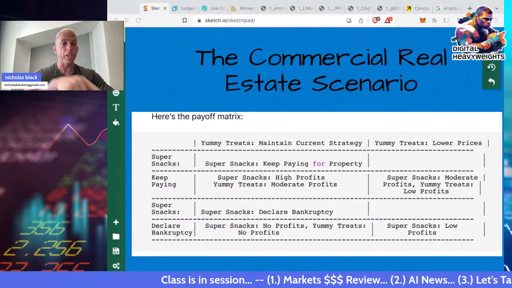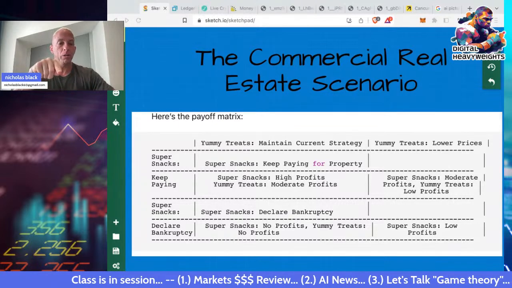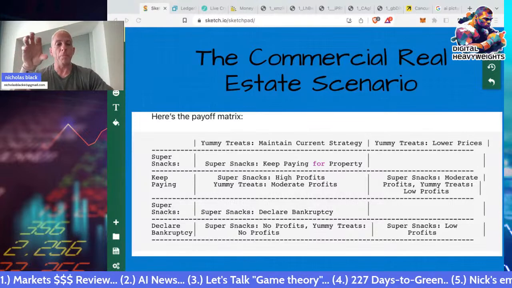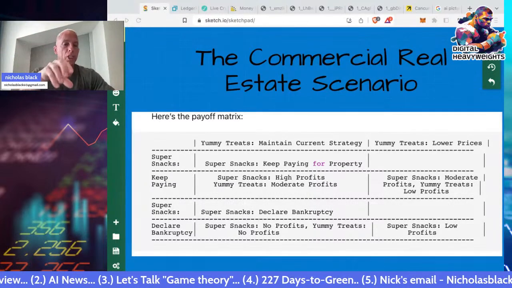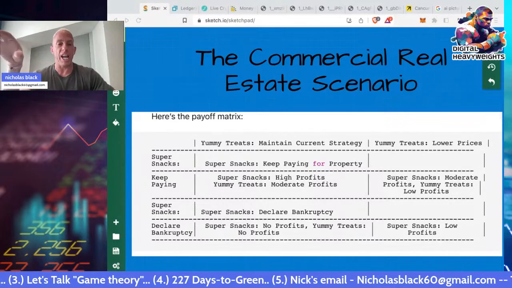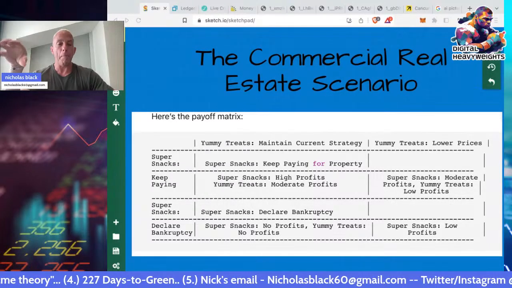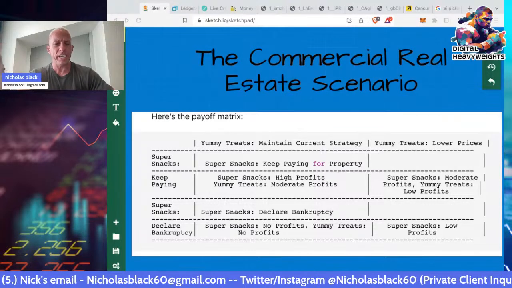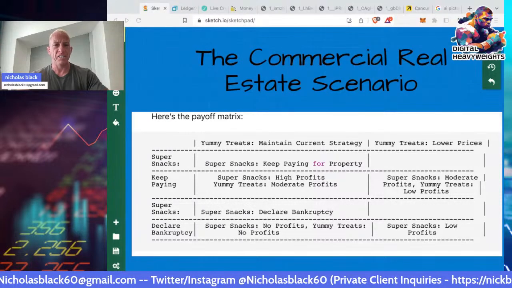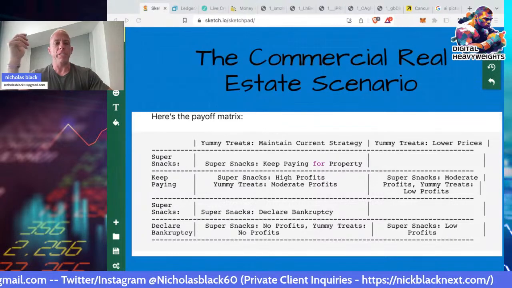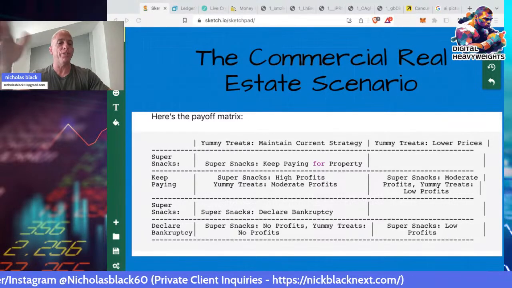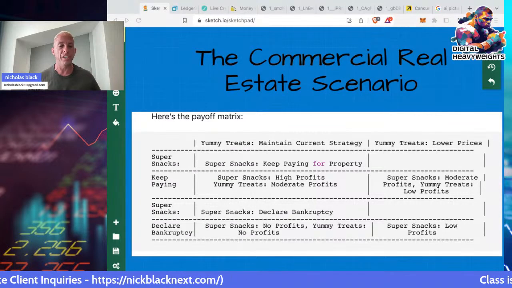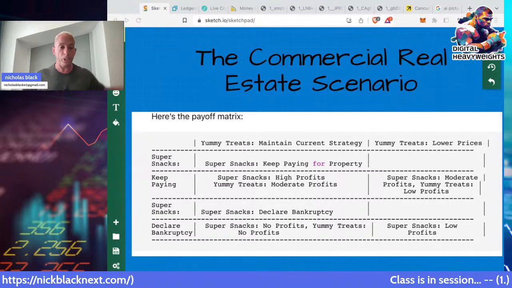On the other hand, if Super Snacks, I prefer Super Snacks, I think they're more delicious, decides to declare bankruptcy and close the store, Yummy Treats will be the only snack store in that area. And now basic will be premium because all there is is basic, right? Was it in the land of the blind, the Cyclops is king? So this could lead to an increase in customers for Yummy Treats since they no longer have any direct competition with Super Snacks. Super Snacks closed down.